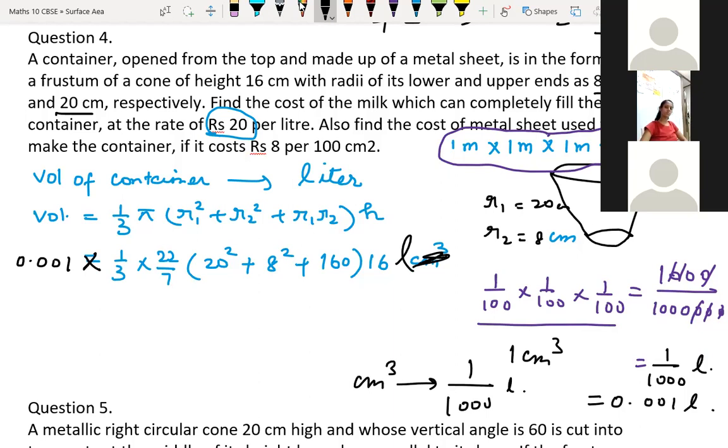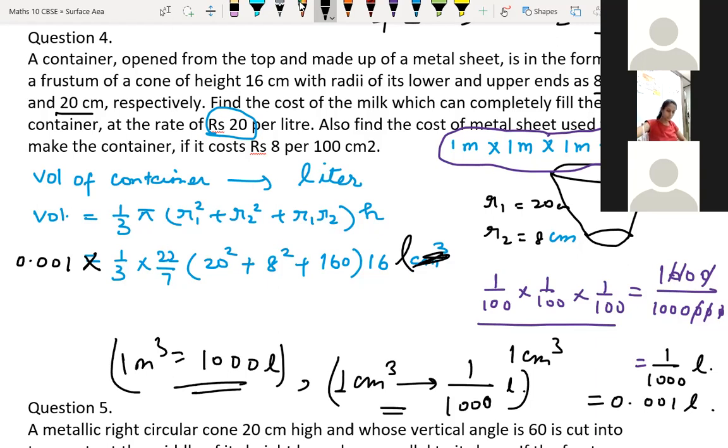Is it clear, children? So two things you remember. 1 meter cube is equal to 1000 liters and 1 centimeter cube is equal to 1 by 1000 liters. Okay. So these are the two answers, and two concepts for you. Then you can solve this. Anyone having doubt, children? No, sir. Okay.